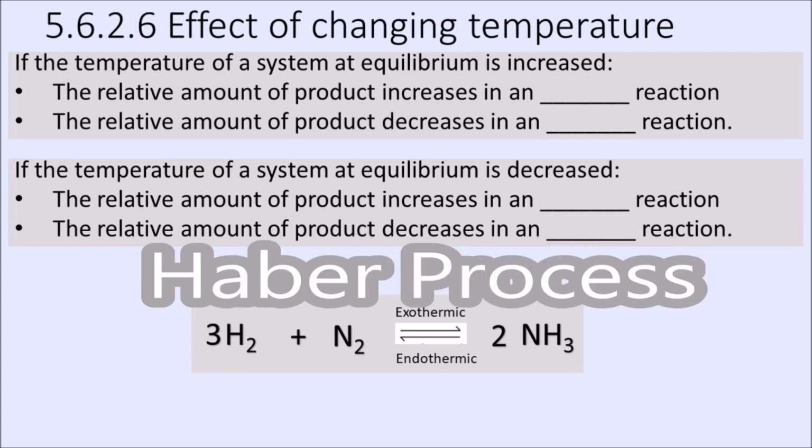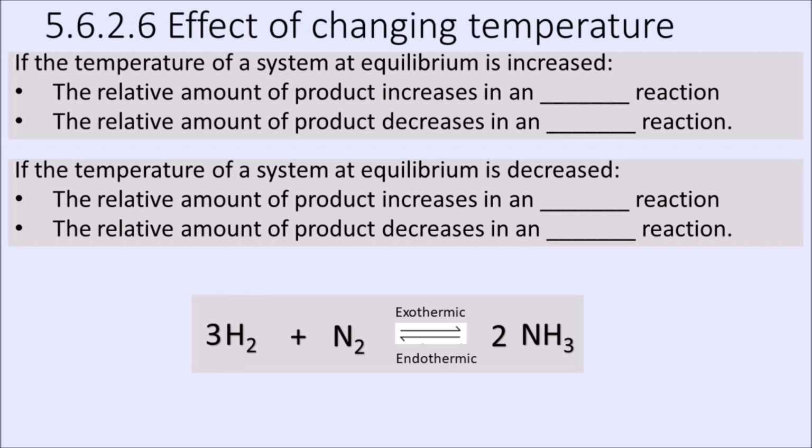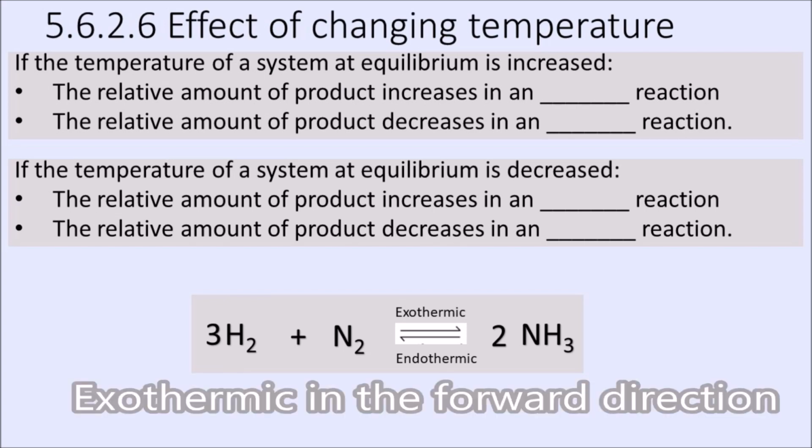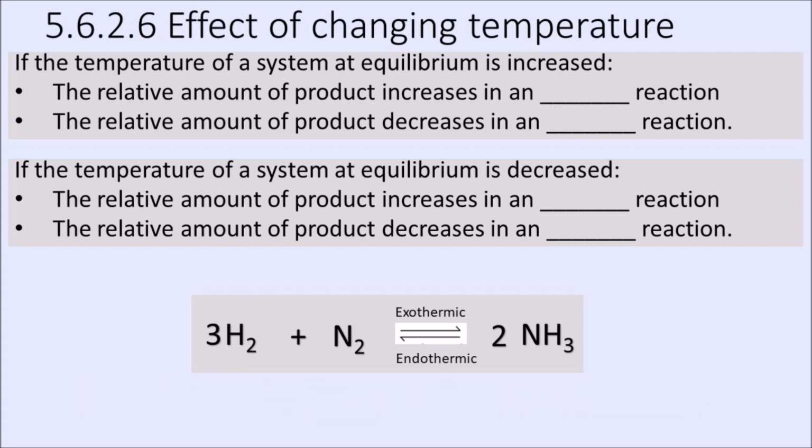Consider the Haber process, where 3 molecules of hydrogen react with 1 molecule of nitrogen to produce 2 molecules of ammonia. The reaction is exothermic, so increasing the temperature will reduce the amount of product.